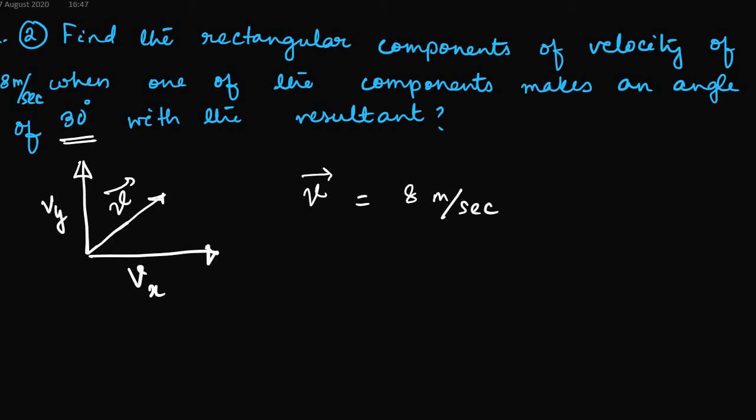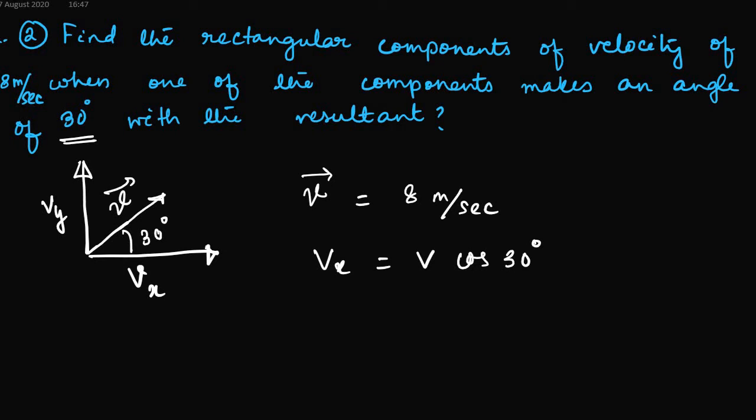So V is already given as 8 meter per second, but it is telling that one of the components is making an angle of 30 degrees with the resultant. What is the resultant which you can see here? The V itself. So if this is 30 degrees, then what would be Vx? Vx simply will be V cos 30, isn't it?